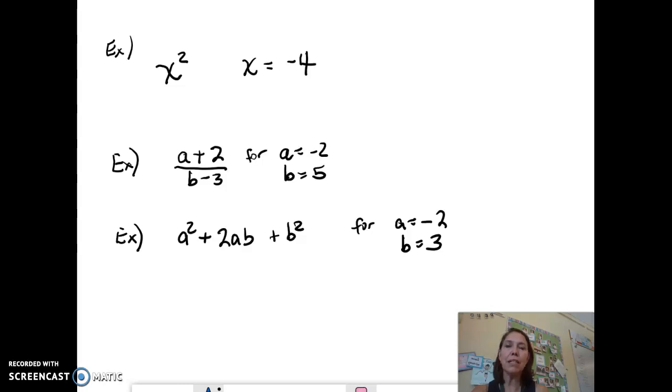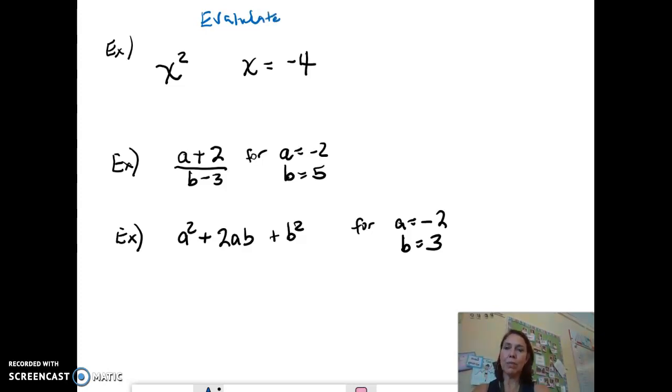I've mentioned this in class, but anytime you make a substitution into an expression, you're going to put that value in parentheses, especially when you're dealing with exponents. So we're going to evaluate these expressions.